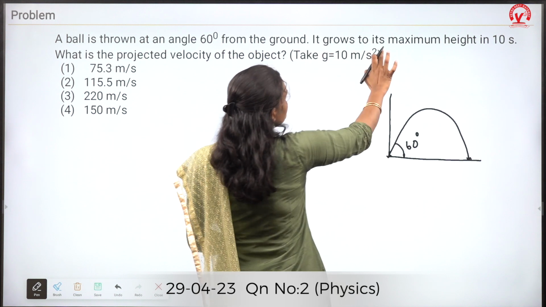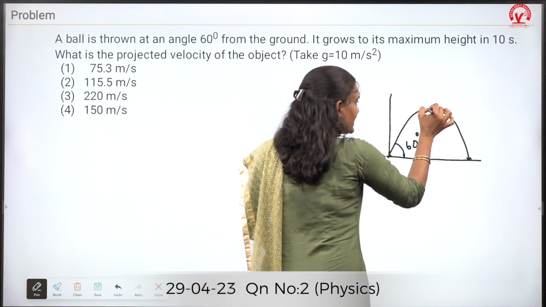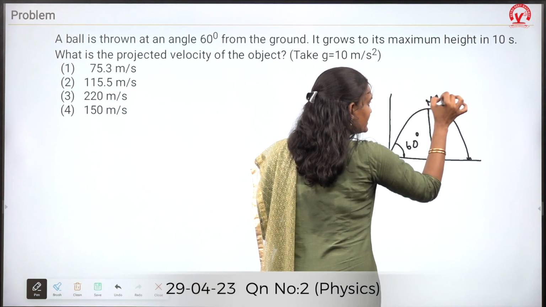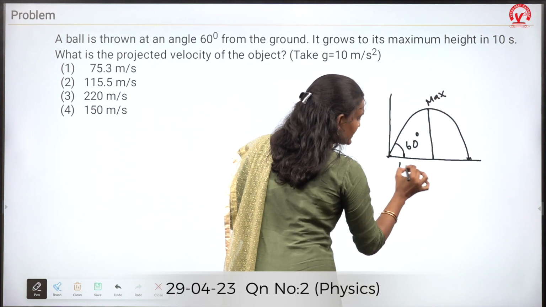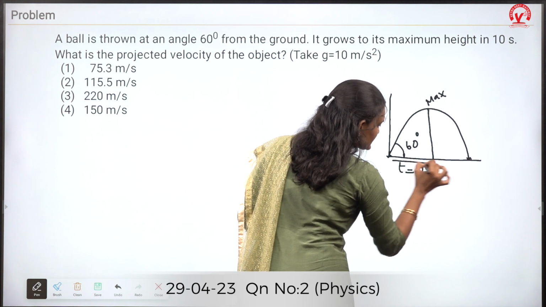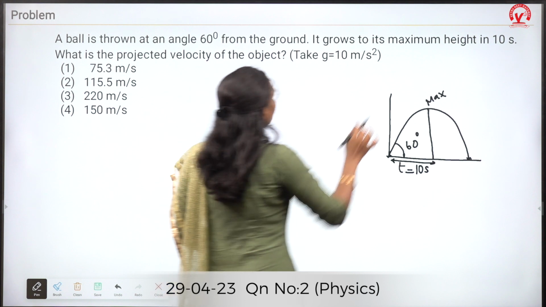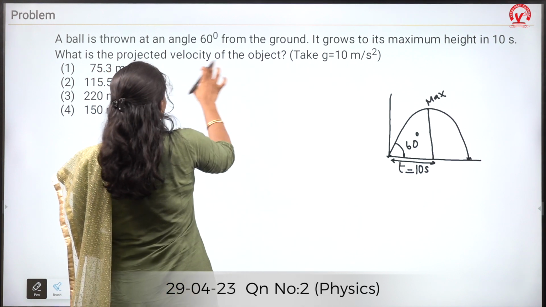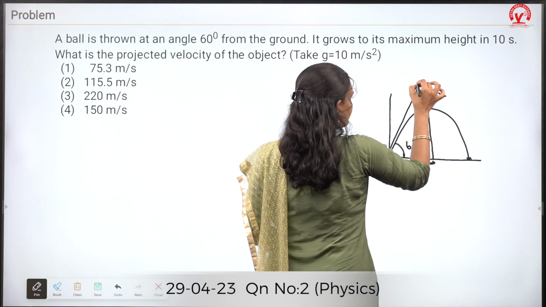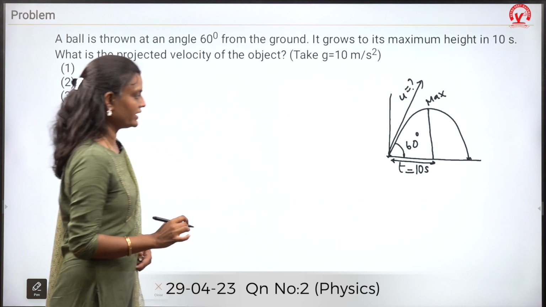And it reaches its maximum height in 10 seconds. So this is the maximum height, and it takes 10 seconds. Small t is equal to 10 seconds. Now, what is the projected velocity of the object? We need to find the projected velocity, u. What is the u value?